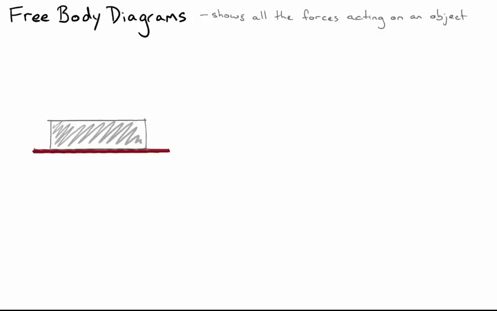A free body diagram is a really useful diagram which shows all the forces acting on an object. Here's a box sitting on a carpet, and just say I want to come along and, with my extremely artistic hand here, push that box across the carpet at a constant velocity.